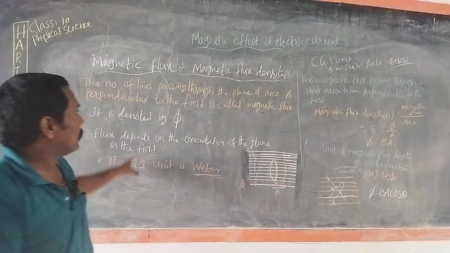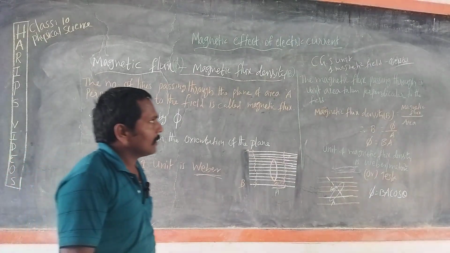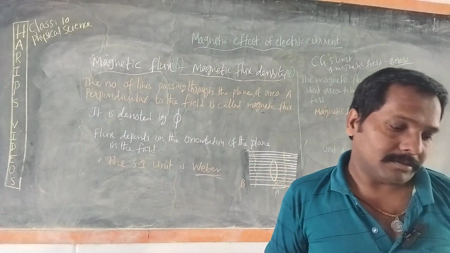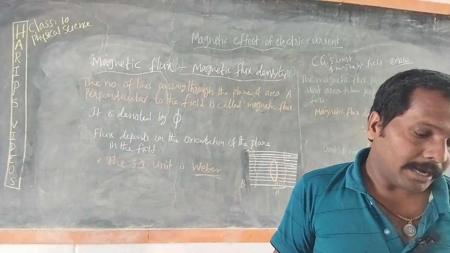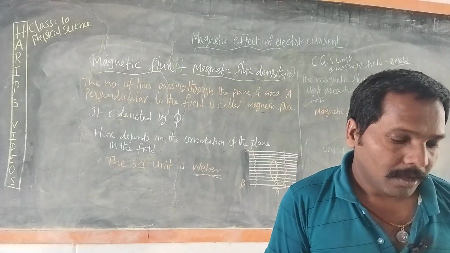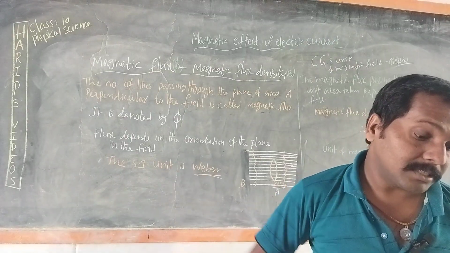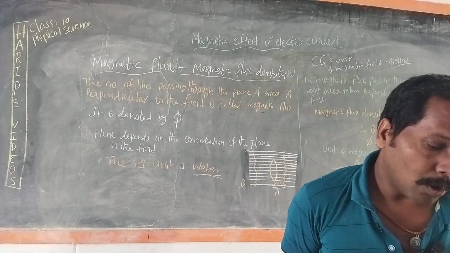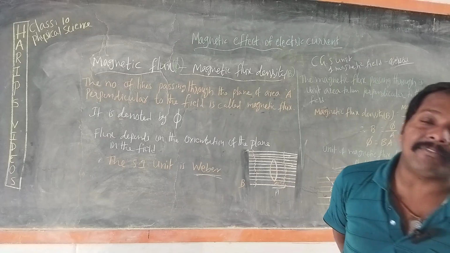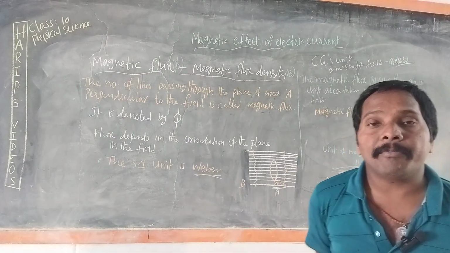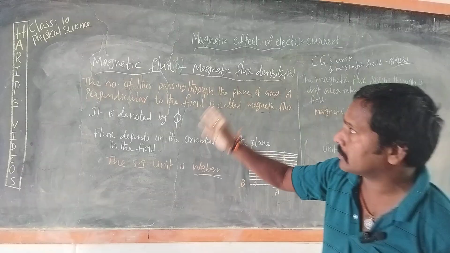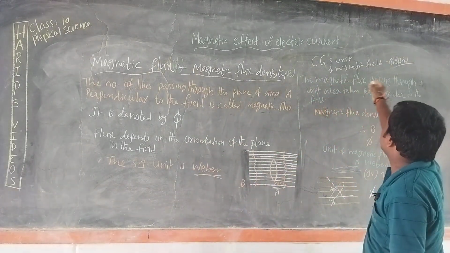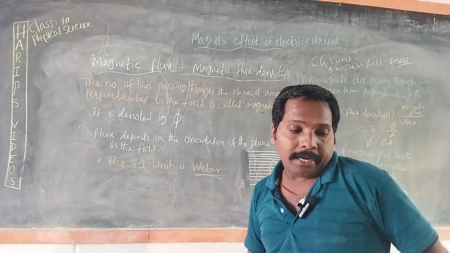This is about magnetic flux. Magnetic flux represents the number of lines passing through an imagined plane in a field. Of course, flux depends on the orientation of the plane in the field. The SI unit is Weber. Now, the strength of the field is easily defined, nothing but the strength of the magnetic field.